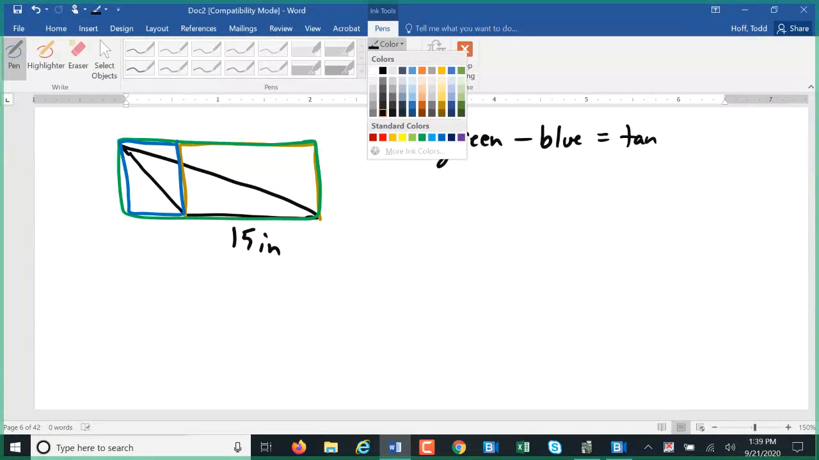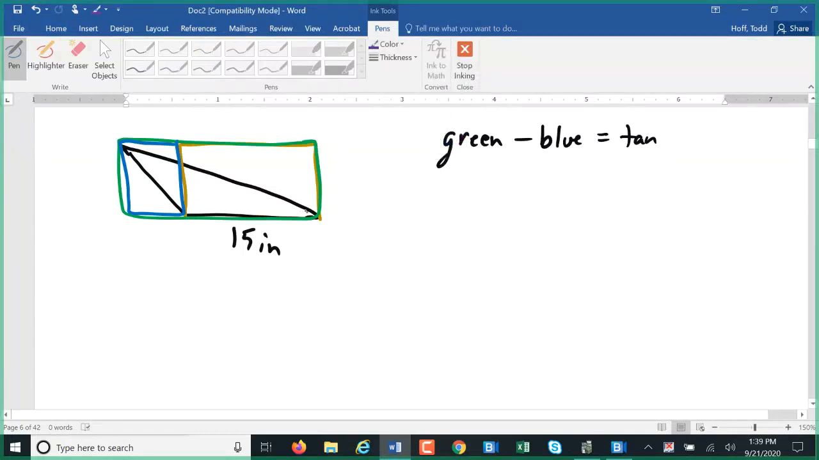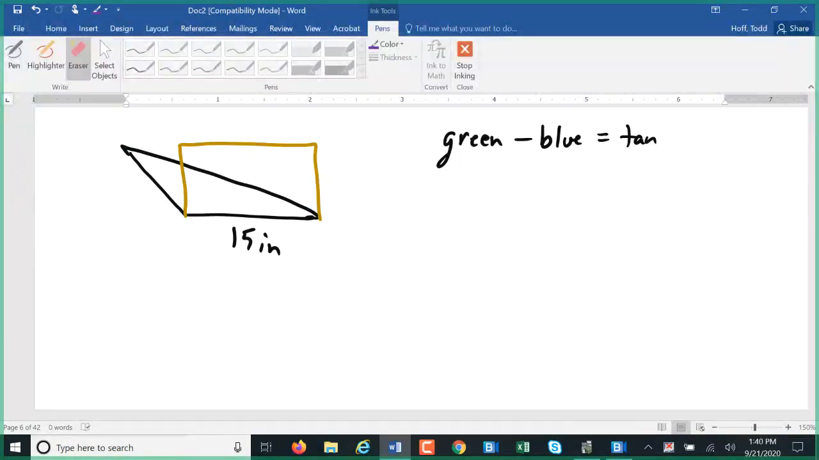Well, the same is true for the triangles then. This big triangle here is half of the green rectangle, and this little triangle here that's missing is half of the blue rectangle. So half of the green minus half of the blue equals half of the tan. So that tan rectangle is still the related rectangle, even though it's a little bit harder to see. And if you didn't catch my explanation, that's okay. You don't need to understand it.